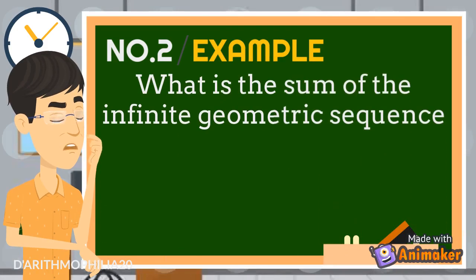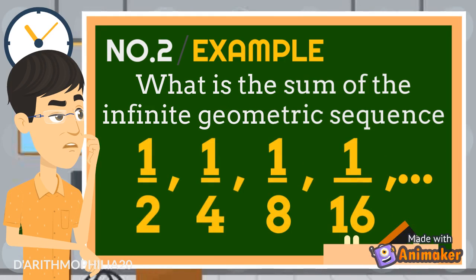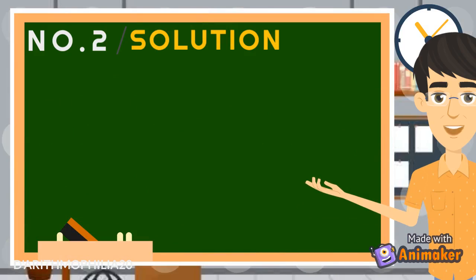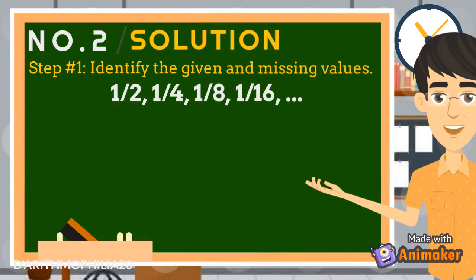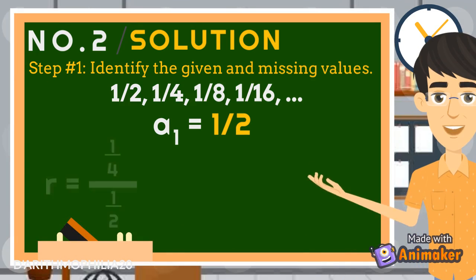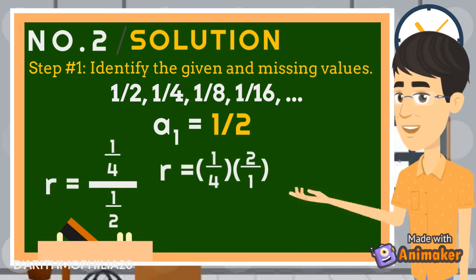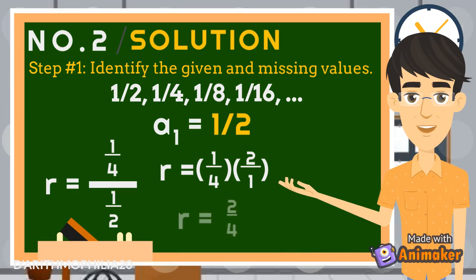What is the sum of the infinite geometric sequence 1/2, 1/4, 1/8, 1/16? Let us now perform the steps we have learned a while ago to solve this one. First thing we are going to do is to identify the given and missing values. We have a sub 1 which is equal to 1/2 and the common ratio of 1/2. In getting the common ratio, we used 1/4 divided by 1/2. Here, we will just multiply the numerator by the reciprocal of the denominator, that is, 1/4 times 2 over 1. This gives us the product of 2 over 4, which still can be reduced into 1/2.